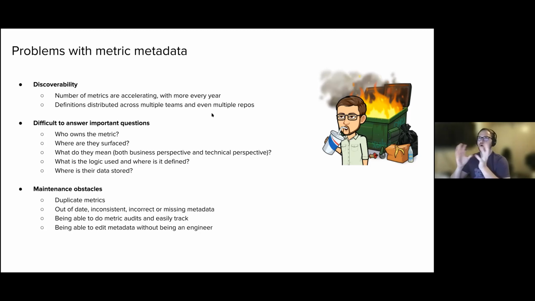With this gigantic problem of discoverability, we also have even more important questions that were difficult to answer due to both this discoverability and just tracking in general. We wanted to know who actually owns these metrics. Where are they surfaced? What types of dashboards, systems, and interfaces are they integrated into? What do they mean, both from a business perspective, for someone that's not an engineer, or in tracking and governance, versus the technical implementation and details? We wanted to know the meanings for both of those types of problems.